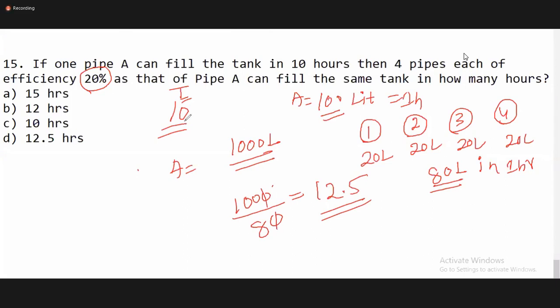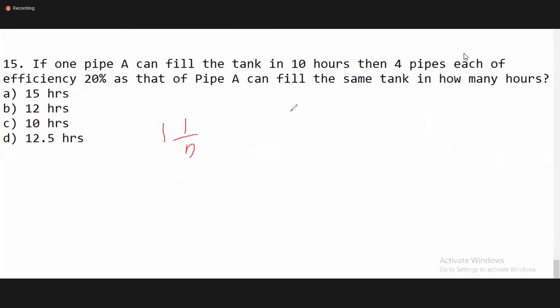Okay, guys, in the morning we have seen this concept, no? If 1 by n increases, the other value will decrease by what? The other value will decrease by 1 by n plus 1. So the efficiency of the remaining pipes is 20%, no? 20% means, can I say, this is 1 by 5? Yes or no? Are you getting my point?